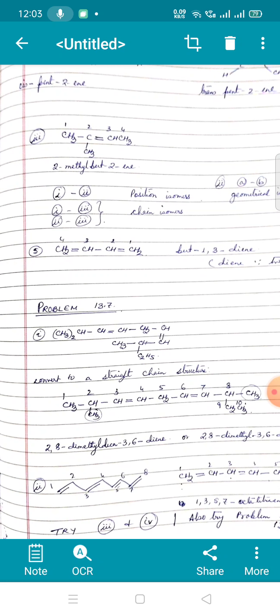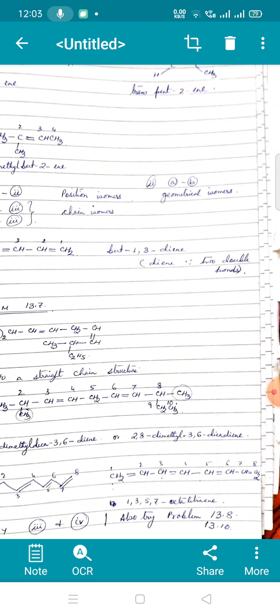Similarly, I tried to explain number 2 also. They have given you the bond line structure. I have converted it to a condensed straight chain structure. There are 4 double bonds in this compound. One is between 1, 2, then 3, 4, then 5, 6, then 7, 8. So we have to take the smaller number. So the name of this is 1,3,5,7-octa, because there are 8 carbons in the longest chain. Since there are 4 double bonds, we write tetraene. Tetra for 4.